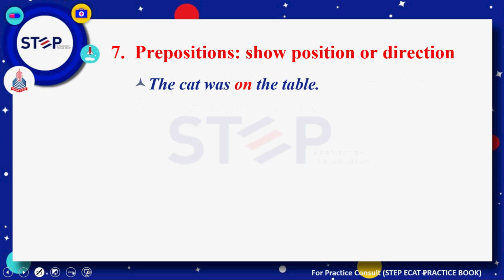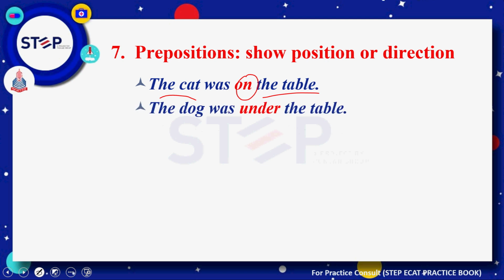Then there are prepositions. Prepositions show position or direction of a noun. They give position to a noun. The cat was on the table. The table is a noun. So where was the cat? On the table. The cat is also a noun. So it's showing the placement between two nouns.